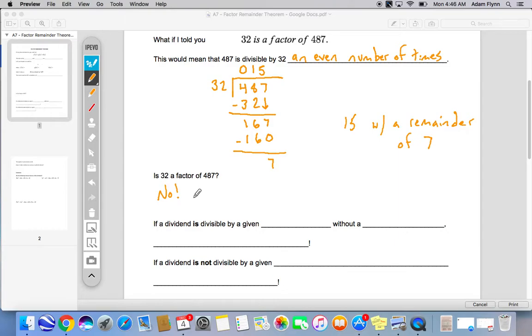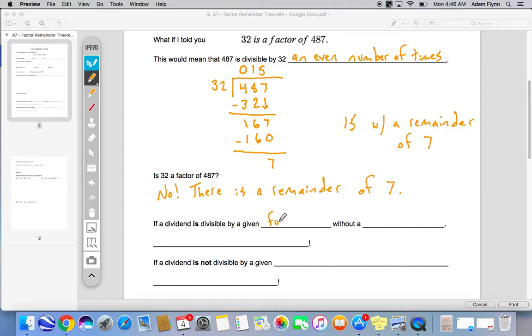No. Okay, there aren't two numbers, well, 32 times 15 certainly, do not equal an even 487. Okay, so no. There is a remainder of 7.